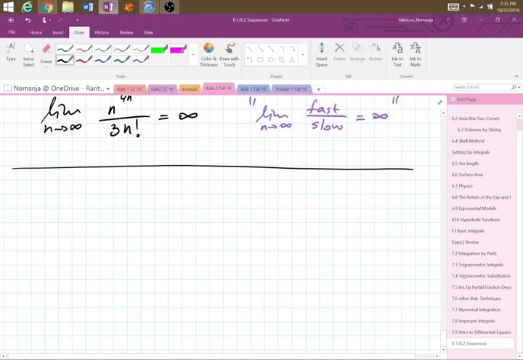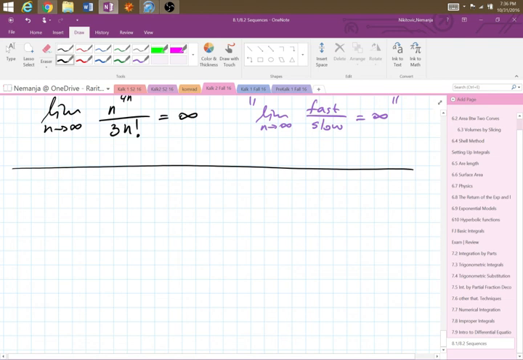1 over infinity is 0, sine 0 is 0, and then infinity times 0 is? What happens with infinity times 0? Is it 0? Really? The answer to that is no. 0 times infinity tends to be e to the 5 in some cases. Remember the example I did? Was that 0 times infinity?